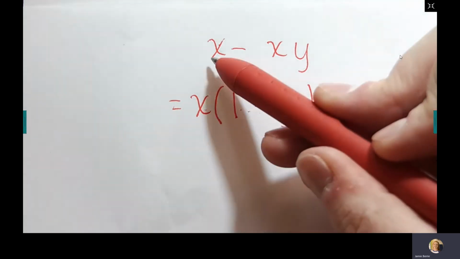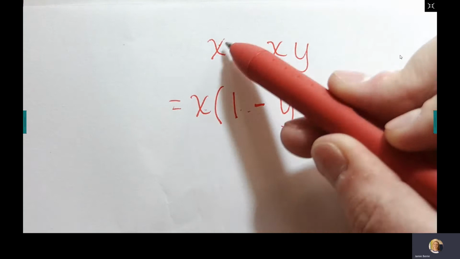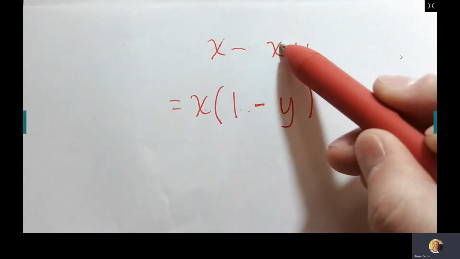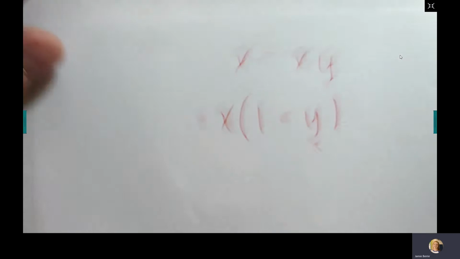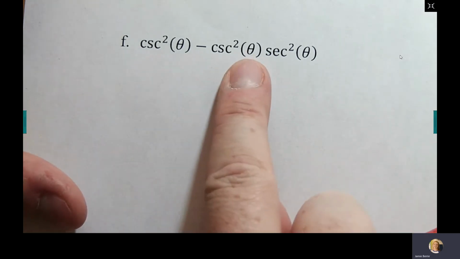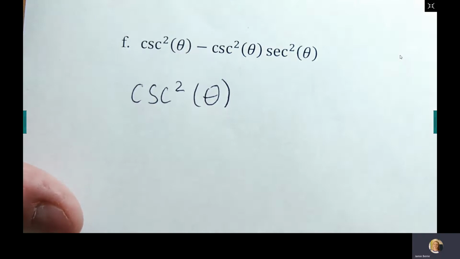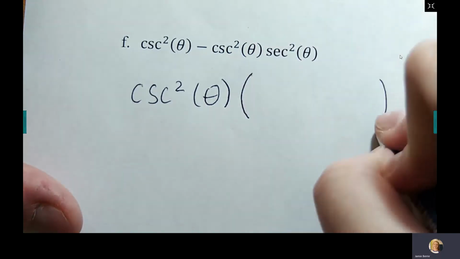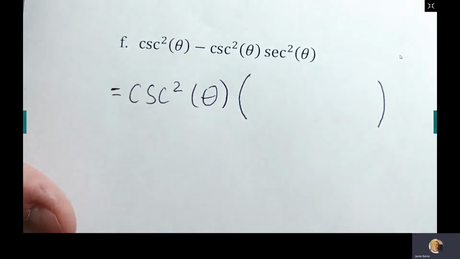All right, so you pull out an x, so you're dividing everything by x, so x comes out front, x divided by x is 1, xy divided by x is y. All right, so we're going to do the same thing here. We have a cosecant squared theta here and another cosecant squared theta here. So that cosecant squared theta is going to get pulled out front. Draw your little parentheses. Give yourself plenty of room in there. Do equal signs before we forget.